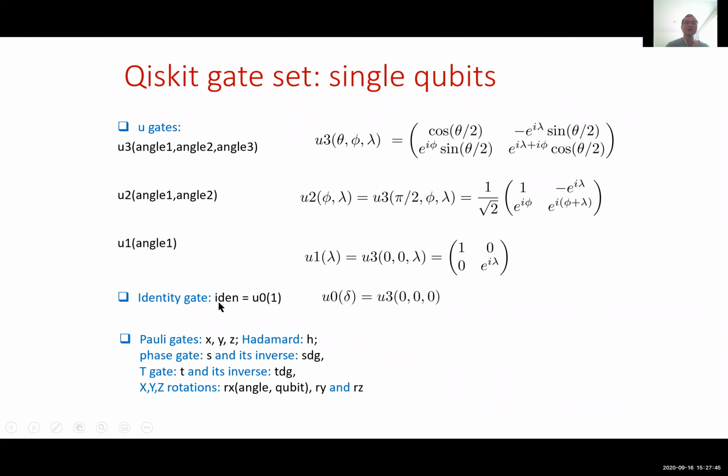Identity gate, you just write it as ID. If you want, you can also write U0. This actually should be U. I actually flipped this. It should be U1 0.